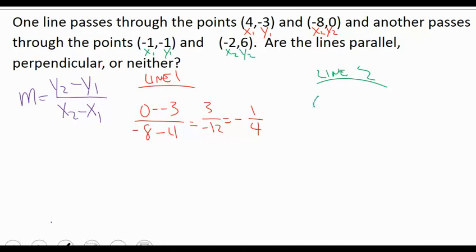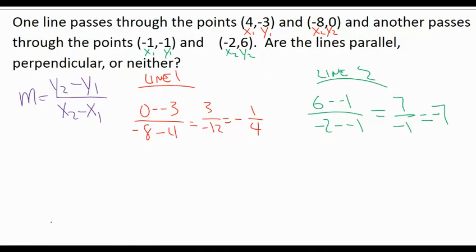So y2 minus y1 would be 6 minus -1, and x2 minus x1 would be -2 minus -1. So I'm going to do this math. 6 minus -1 would be 7. -2 minus -1 would be -1. So the slope of this line is -7. Sorry, -7, my fault.